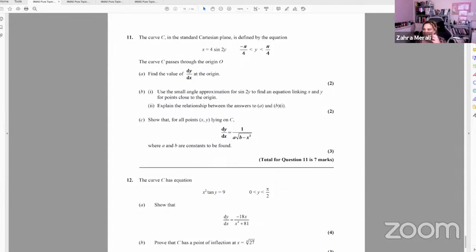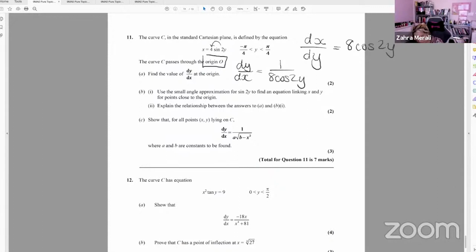Because we're given x equals, what we've actually got to do is dx/dy instead of dy/dx. So dx/dy is going to give us, the 2 gets multiplied there, 8, sine differentiates to cos 2y. Therefore, dy/dx is going to be 1 over 8 cos 2y. And we want to know it at the origin. At the origin, y equals 0. So cos of 0 we know is 1, so dy/dx is simply 1/8.